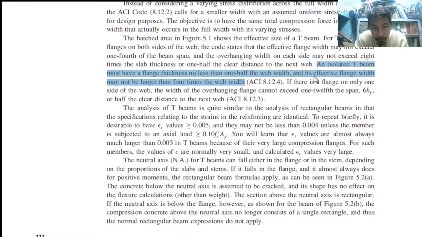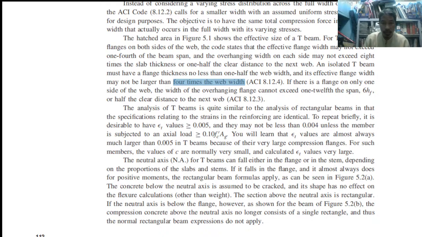So, 4 times that. Okay? Effective flange width: 4 times the web width. The web width is 1.5, times 4, that is 6. Okay? So, therefore, there are 4 considerations: 5 feet, 4 feet, 5 feet, and 6 feet. So, we have to choose 4 feet. So, that is the shorter.